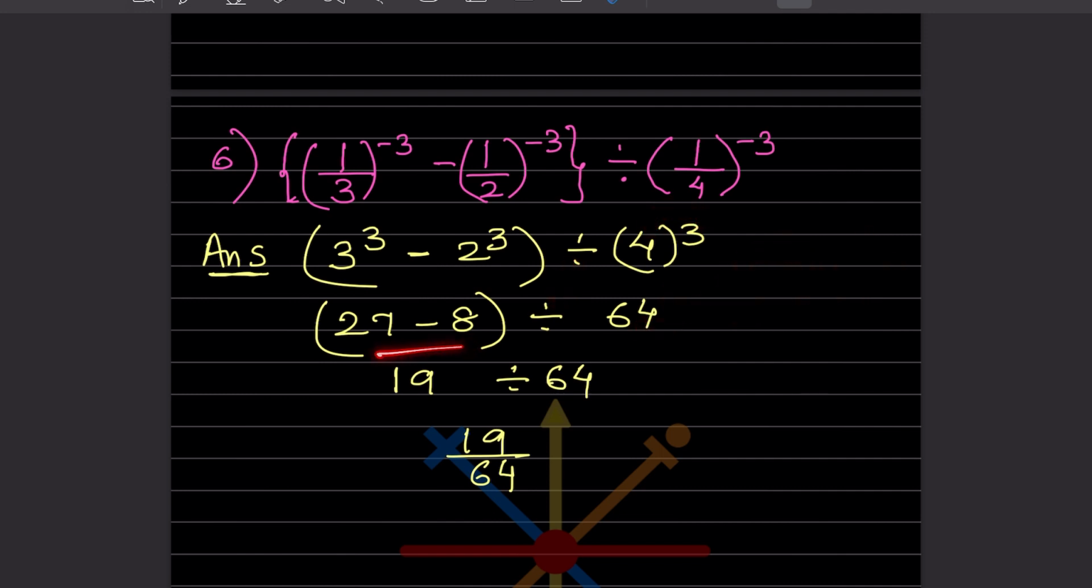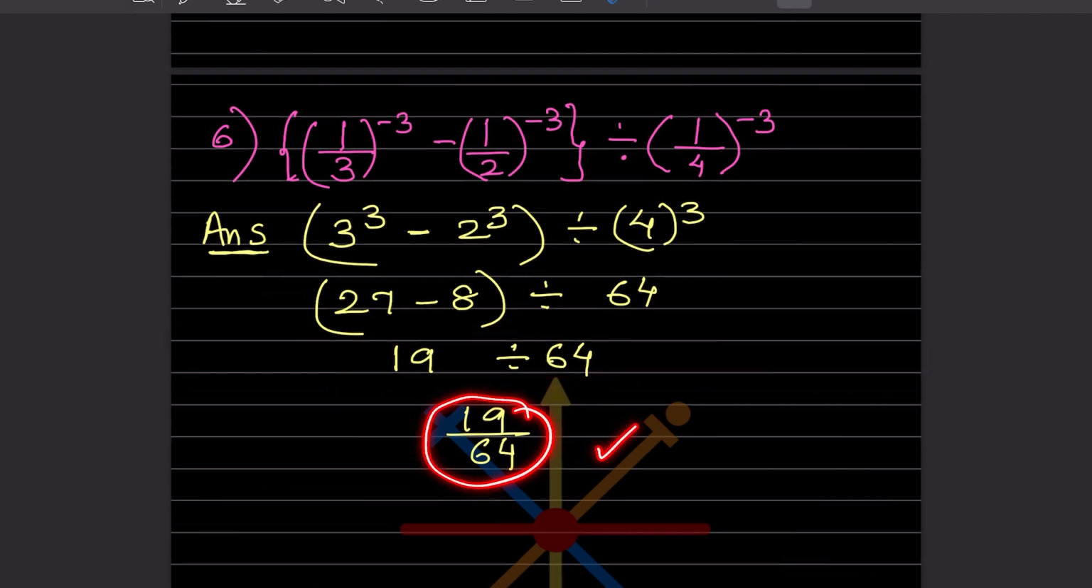So now when you subtract this, you get 19. This you get 64. So same thing, whatever is in the horizontal, I wrote this in a vertical way. So this is the answer. So with this, we have completed today's work.